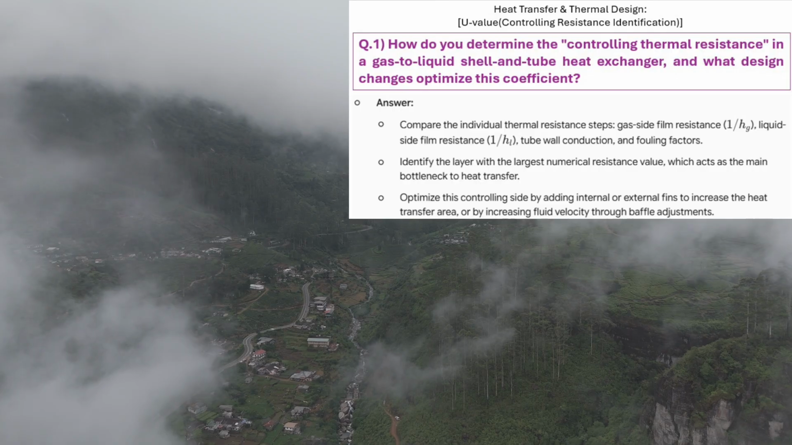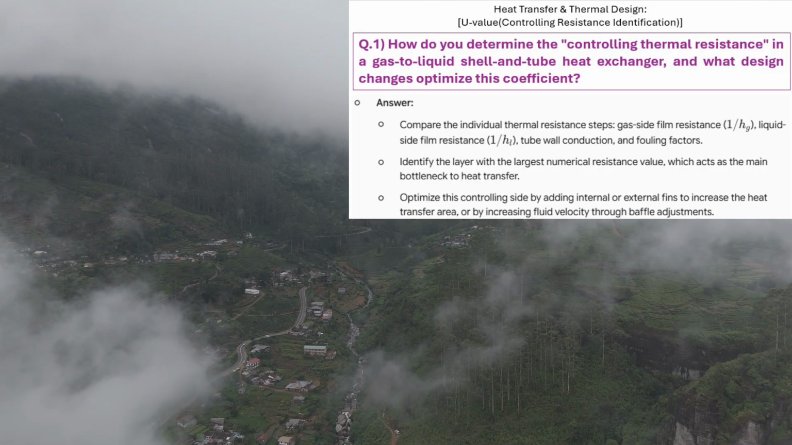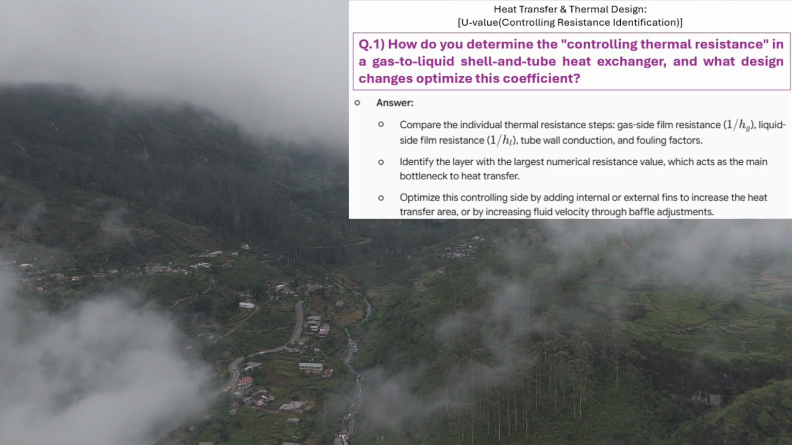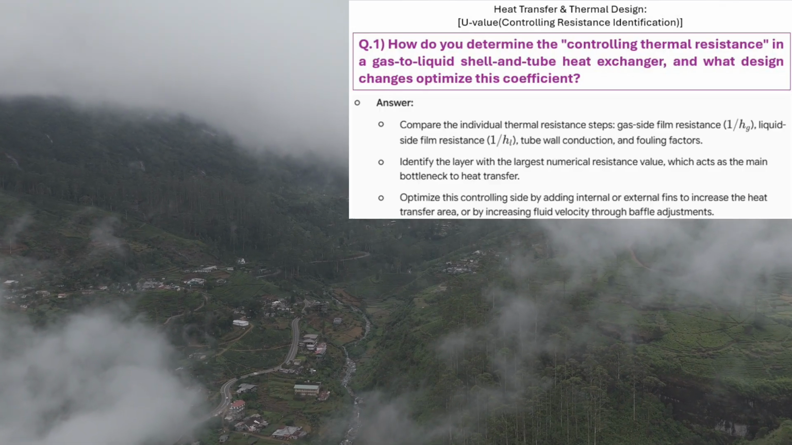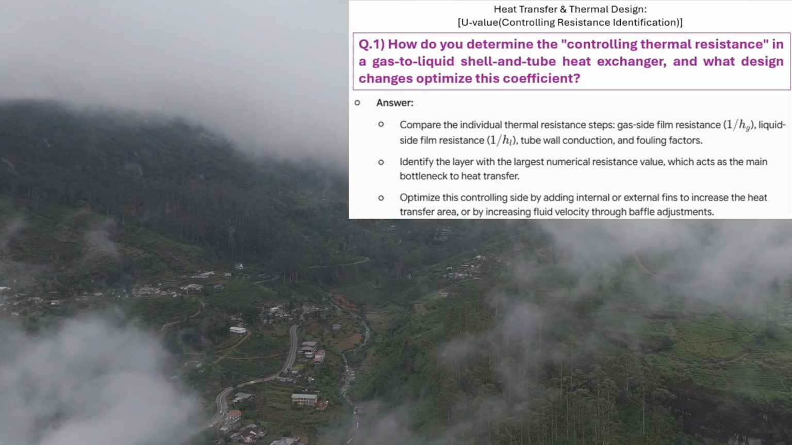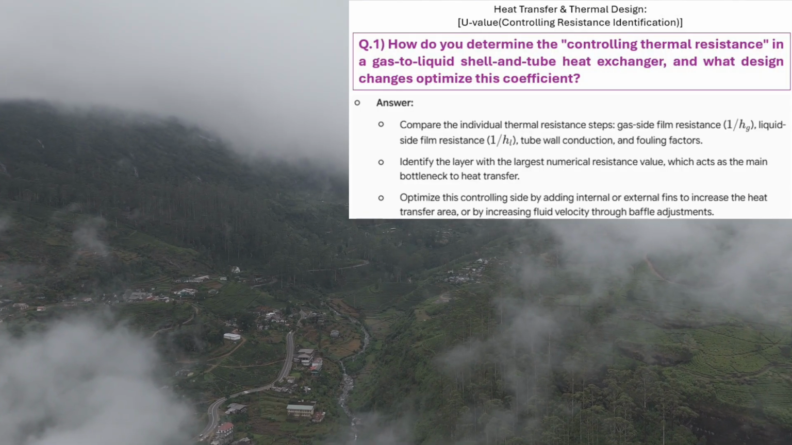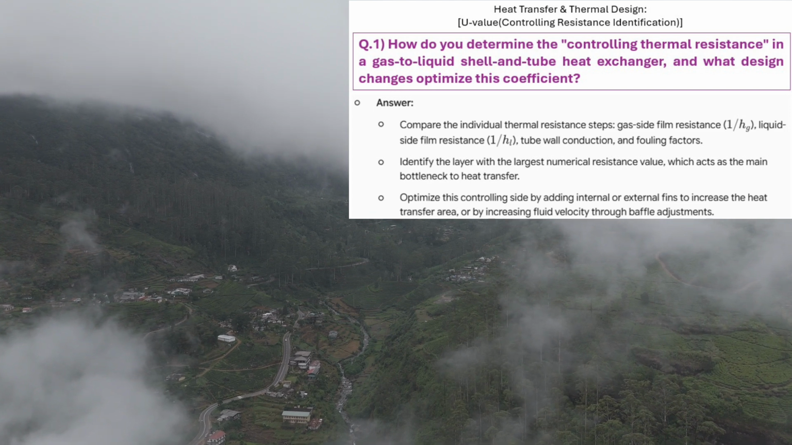Give me a real-world numerical example. Sure. If I'm evaluating a gas-to-liquid compressor intercooler, the low-pressure gas-side film coefficient might be severely depressed, maybe hovering around 50 watts per square meter Kelvin. While the liquid side is highly turbulent. Exactly. The tube-side liquid coefficient might exceed 1,200 watts per square meter Kelvin. So the gas-side resistance is overwhelmingly the controlling factor.